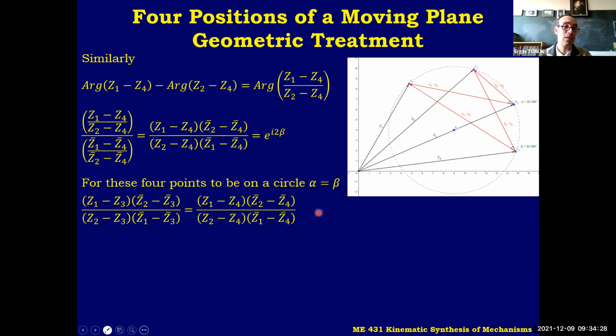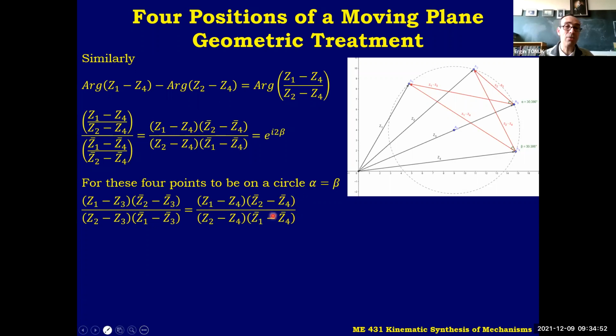If you select 4 arbitrary points, any 3 of those will define a circle. The 4th may not be on the circle. For the 4 to be on a circle, you should select that point such that it satisfies this complex equation, or something equivalent to that, okay?